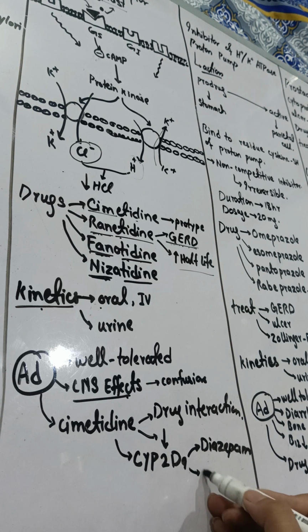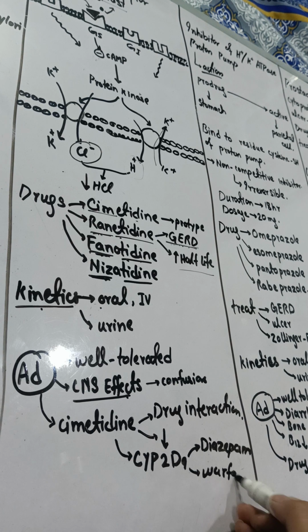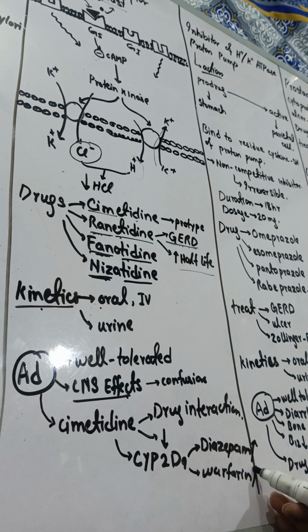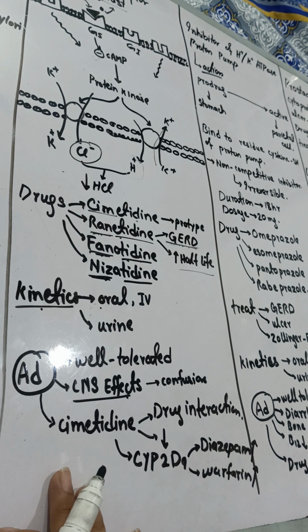Another drug is warfarin, so it also interferes with warfarin. Warfarin is very important; it is an anticoagulant drug. So cimetidine will inhibit this enzyme, and this enzyme is responsible for the metabolism of them. In short, it will increase the level of diazepam and warfarin in our body. Due to this you will observe more effects of diazepam and warfarin: if diazepam increases, you have more and more sedative action, and if warfarin increases, you have more and more anticoagulant activity. Therefore it has quite an adverse effect.